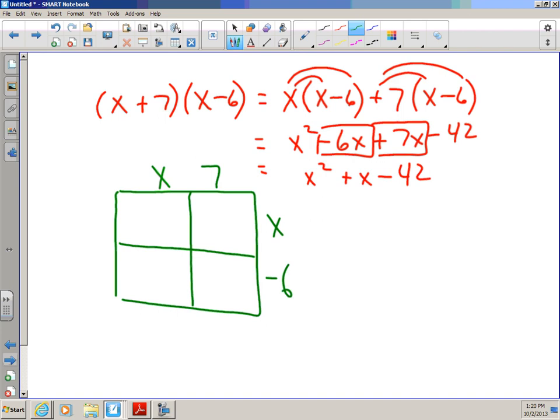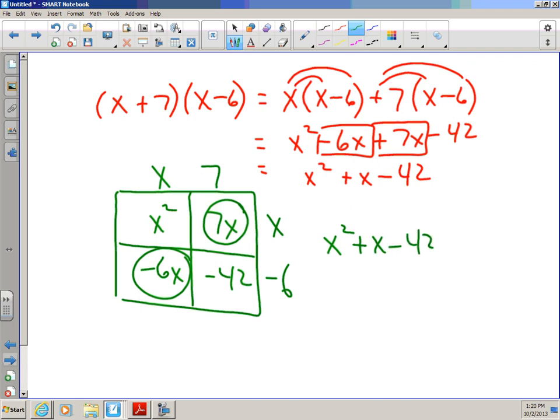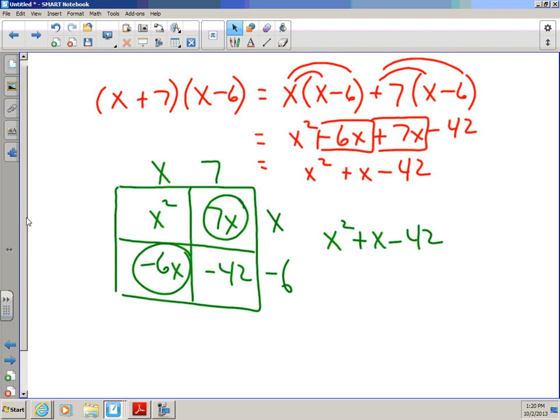Now, the result in each box is going to be the multiplication of the outside parts. x squared, 7x, negative 6x, and negative 42. Didn't make that mistake twice. All right. Then I combine what are like terms to get x squared plus x minus 42. So that's another strategy you can use to do that multiplication.